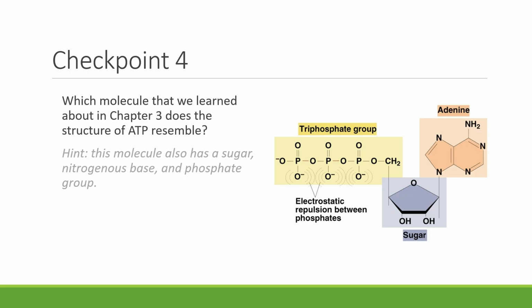These two molecules are not fully identical to each other, but they do share a very similar structure in that they have three separate parts. They have a sugar, a nitrogenous base, and they have phosphate groups within them. What molecule that we learned about in chapter 3 has a sugar, nitrogenous base, and phosphate group?